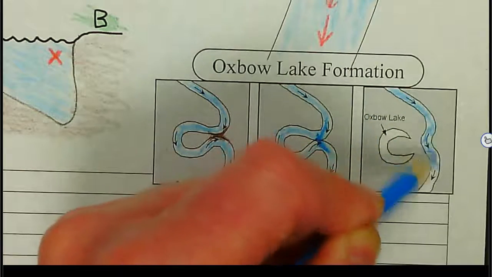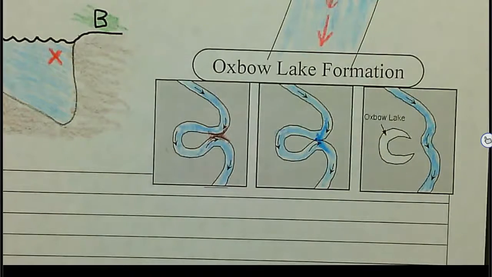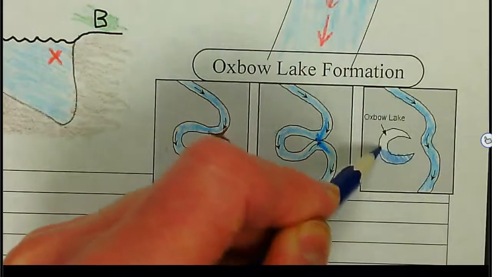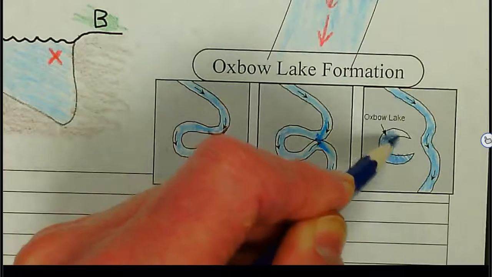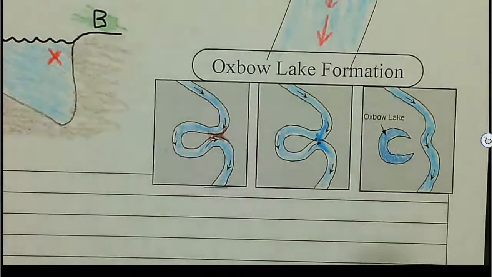There's the river. And now we have some water here. That water could stay there for years and years, even though it's not being fed by the river anymore. Or it could dry up within a couple of years and just be a scar there.